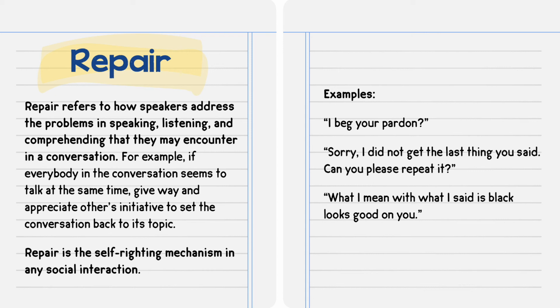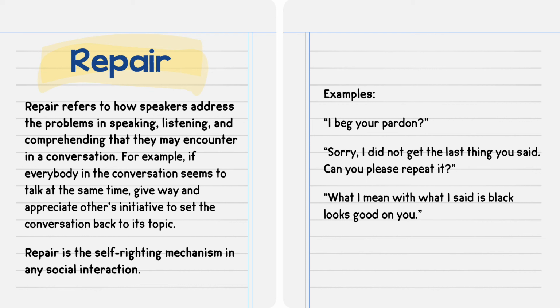Halimbawa, may nagsasalita, tapos hindi mo naintindihan yung inutos niya sa'yo or sinabi niya sa'yo. You may respond, I beg your pardon. Diba? Ang ibig sabihin na ano nga ulit? Pakiulit po please. Hindi ko po naintindihan. So that's an example of repair because you want something to be understood or to be more clear for you. Or the line, sorry, I did not get the last thing you said. Can you please repeat it?